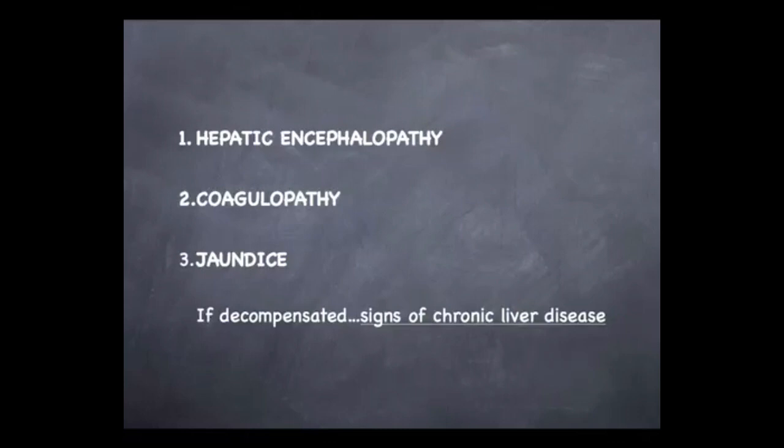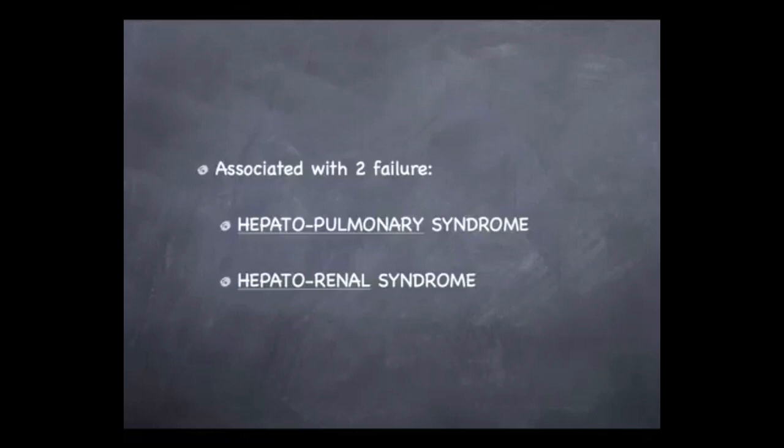If the hepatic failure is decompensated, there may also be signs of chronic liver disease, such as palmar erythema, spider nevi, splenomegaly, and ascites. Hepatic failure is a serious problem and is associated with lung and kidney failure in the hepatopulmonary syndrome and hepatorenal syndrome, and an increased incidence of infections. Patients often die from this condition.